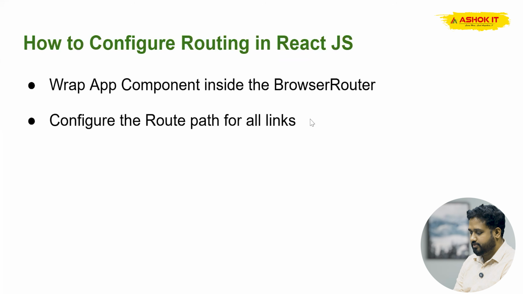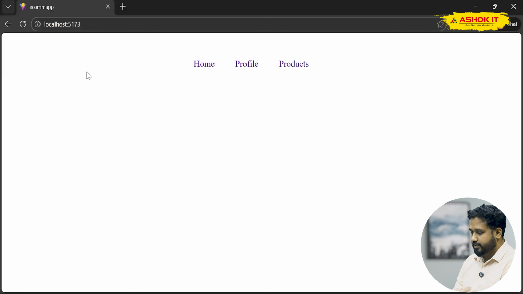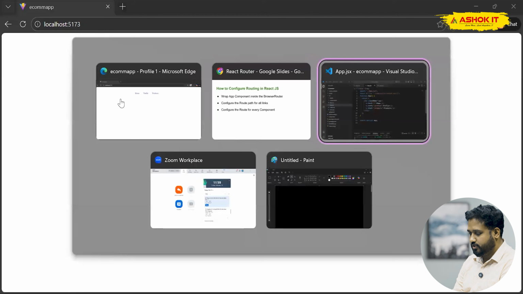Now what is step 3? Configure the route for every component. Now we have to tell React, hey React, whenever the route path is slash profile, you render here the profile component. Whenever the route path is slash products, you render here the products component. Whenever there is just an empty slash, render here the home component. Now how to tell? For that we have to configure route. So for that we should have all these components. So let's create all these components now.